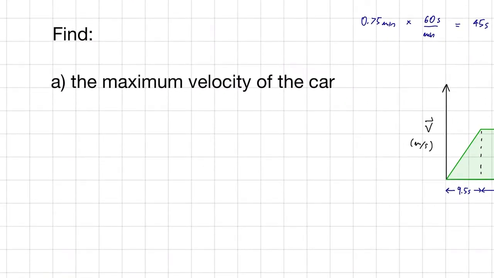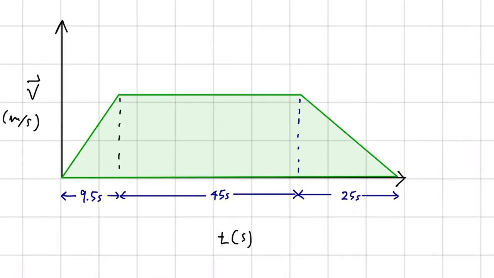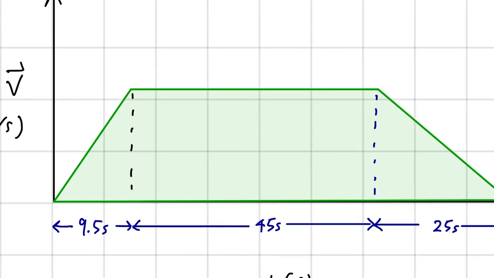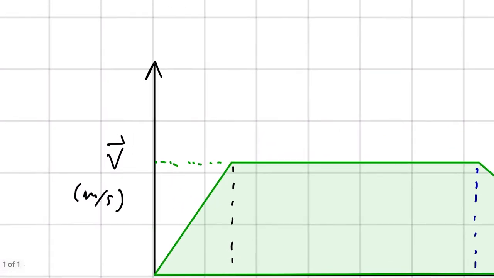We're asked to find the maximum velocity of the car. And looking at our graph, we know when is this maximum velocity going to occur? Well, it's along this whole line. Going up the velocity axis, the highest point we see is this line, and it's the same speed throughout this entire line up here. So if we can find the velocity right here, we will know what is the maximum velocity.